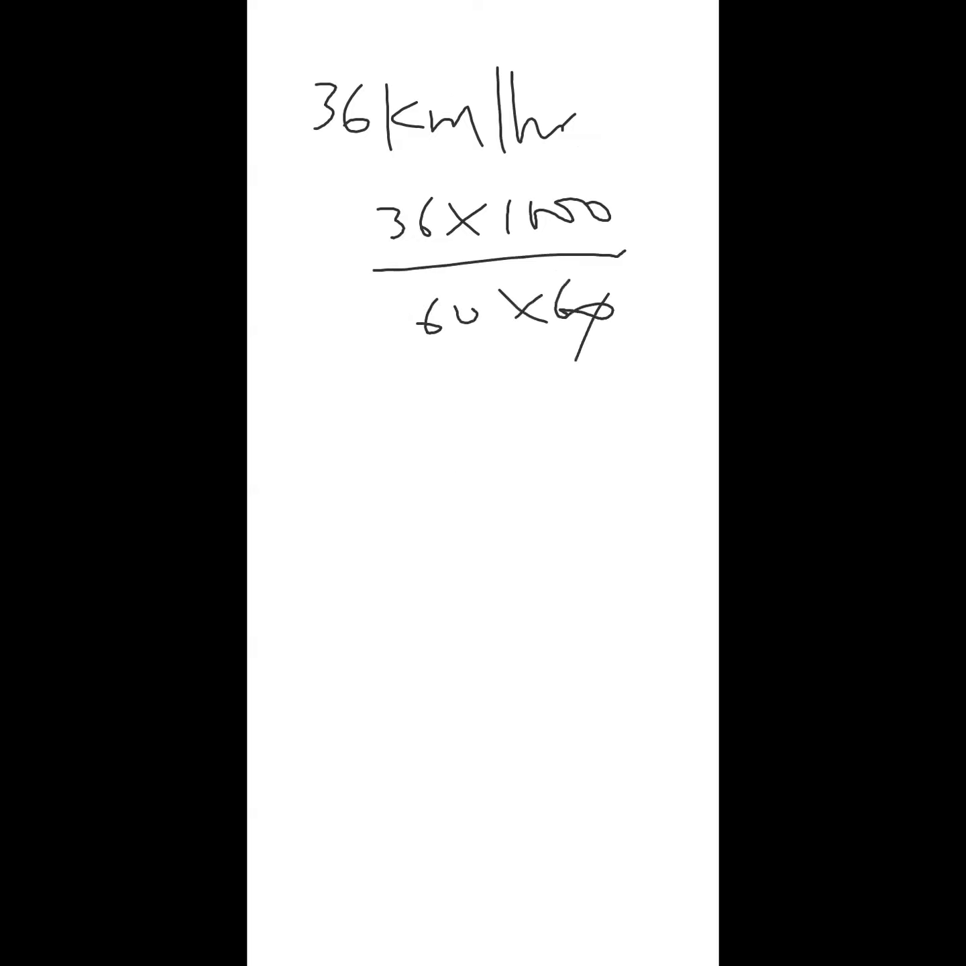Let me go to a fresh page. Assuming I want to convert 36 kilometers per hour to meters per second. So 36 kilometers will be 36 times 1,000 meters, all over 60 times 60. You cancel this, you cancel this, you cancel this, you cancel this. So you now have 36 times 10 all over 36. So this cancels this, and your answer is 10 meters per second.